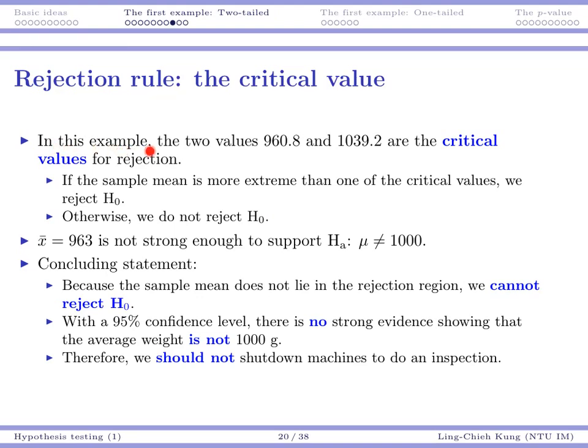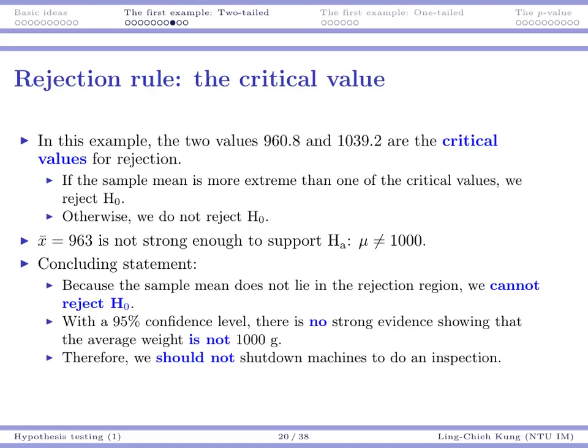So in this particular example, the two values 960.8 and 1039.2 are called the critical values for rejection, the critical values for this hypothesis testing. If our sample mean in this example is more extreme than one of the critical values, we would reject H0. Otherwise, we do not reject H0. In our example, x bar 963 is not strong enough to support rejecting our null hypothesis.